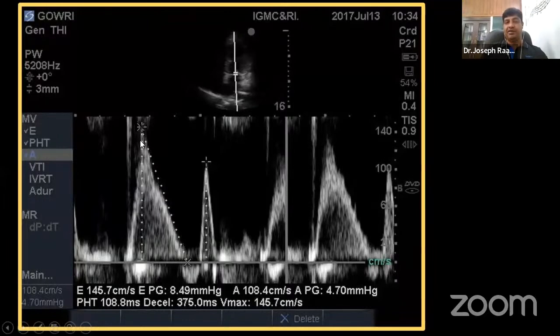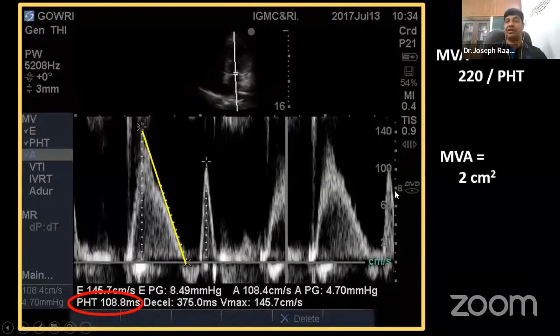If the angle is going to be like this, then it tells you that the patient's pressure half time is very high, because it takes a long time for the LA to get empty. That's because of your stenosed valve. So by analyzing the pressure half time, we know the mitral valve area. Here comes the standard formula: 220 divided by the pressure half time will give you the mitral valve area.